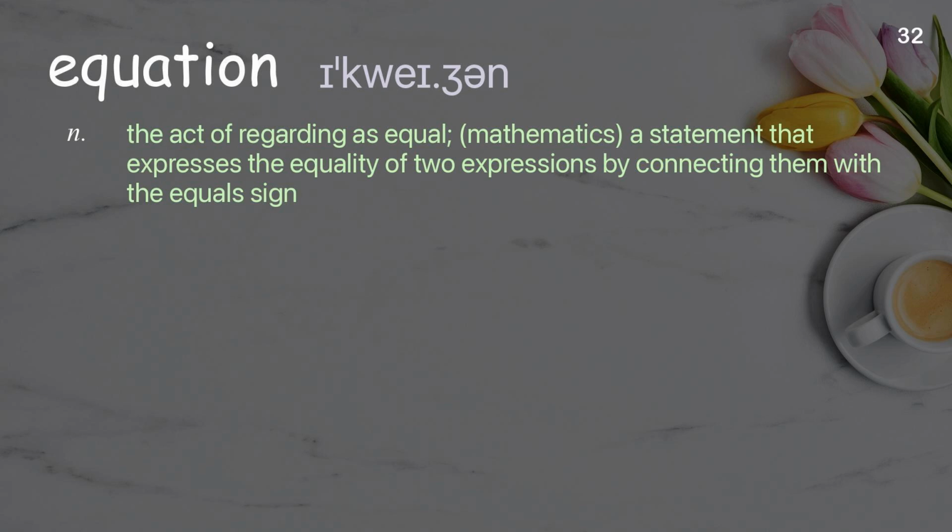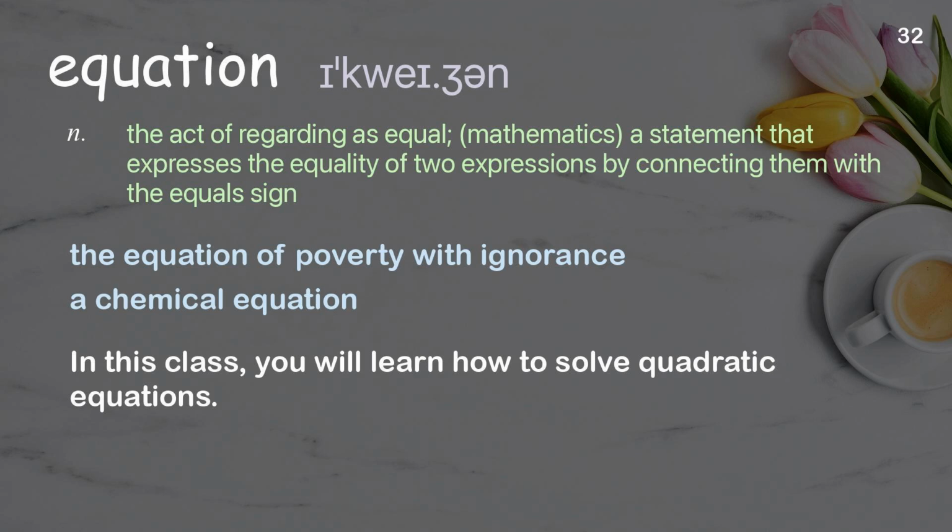Equation: The act of regarding as equal. Mathematics, a statement that expresses the equality of two expressions by connecting them with the equal sign. Examples: The equation of poverty with ignorance. A chemical equation. In this class, you will learn how to solve quadratic equations.